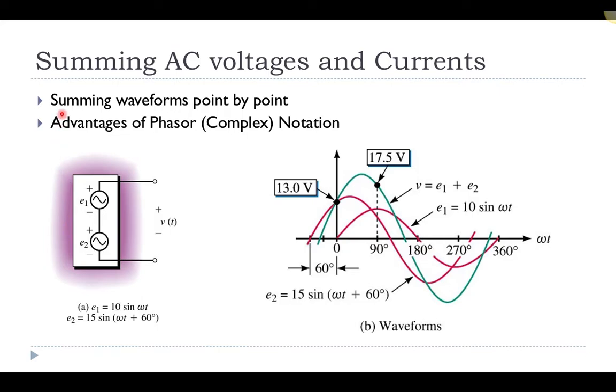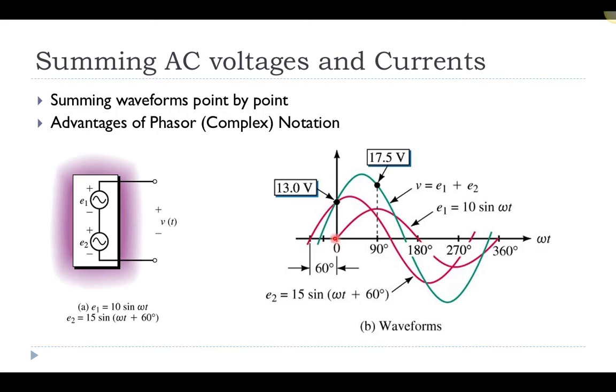And so it turns out that you can sum the waveforms point by point. So if I look at each one of these, I have the first source here that's represented by the waveform, and it's not phase shifted. And then I have the second one that has a maximum of 15 and is phase shifted to the left by 60. At any given instant in time, I can figure out the total voltage by adding the voltages together at that time. So in a waveform type of notation, that means that I would have to add the values together.